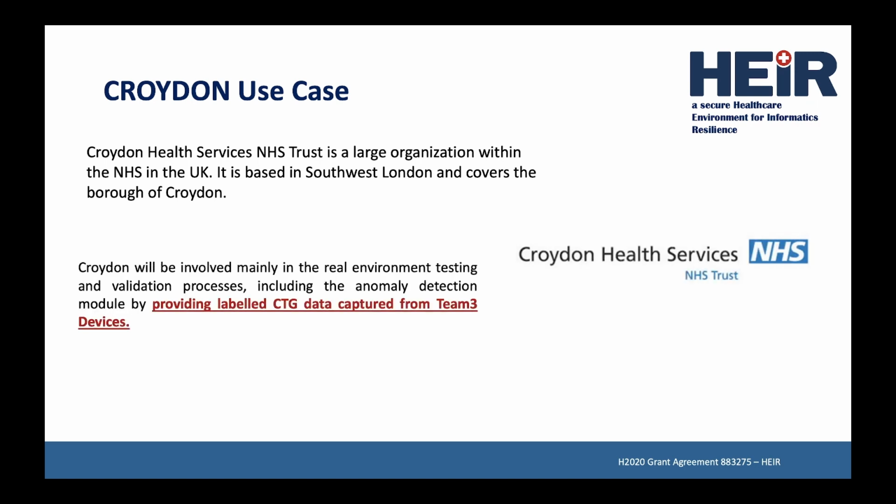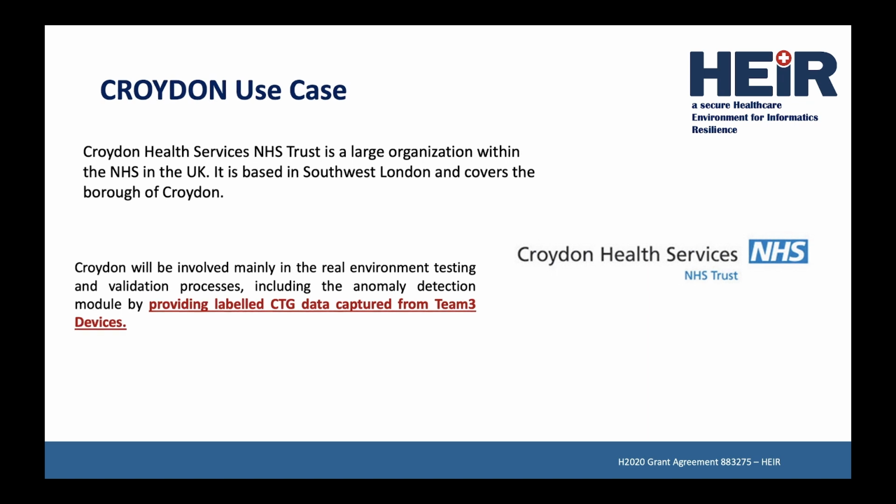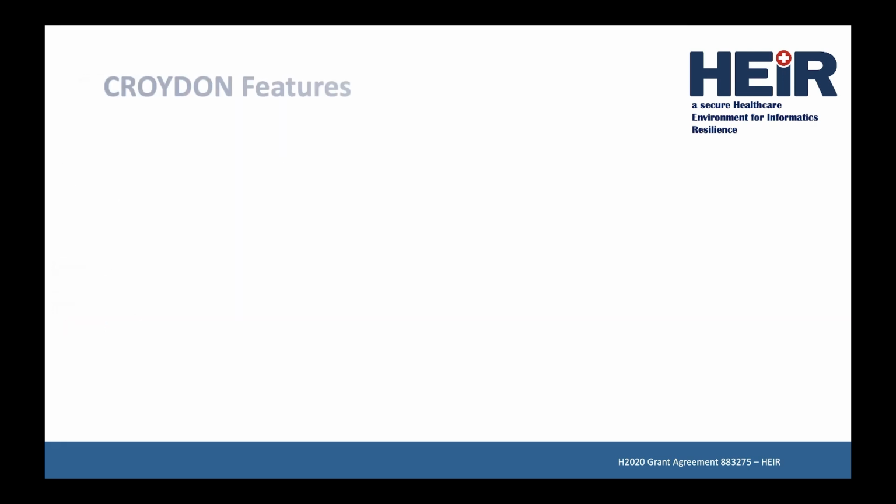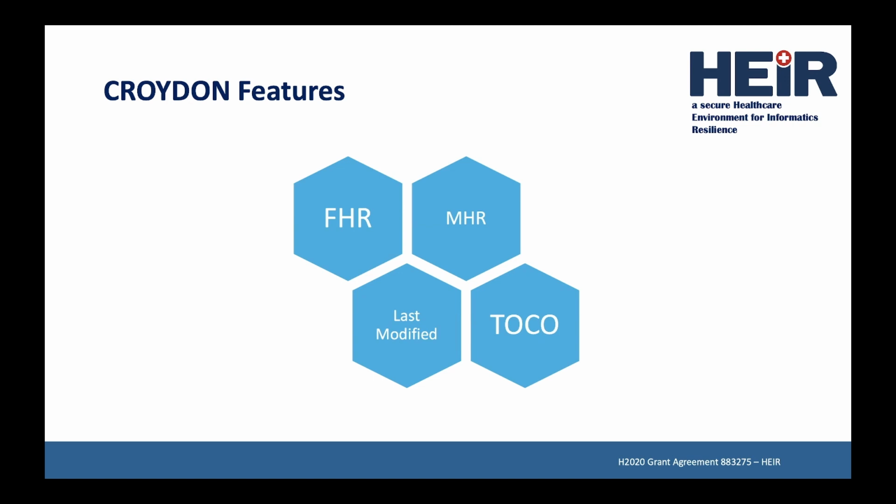Croydon will be involved mainly in the real environment testing and validation processes, including the anomaly detection module, by providing labeled CTG data captured from Team 3 devices. The training data include regular and irregular patterns from CTG data collected by the Team 3 device. Here is the context of the features.